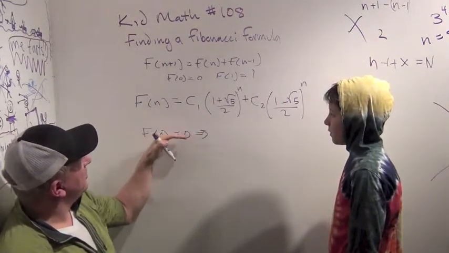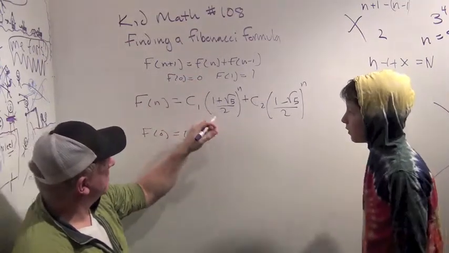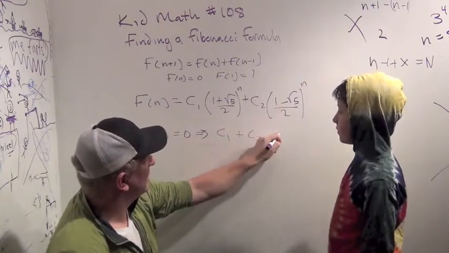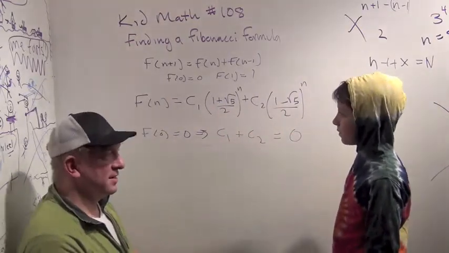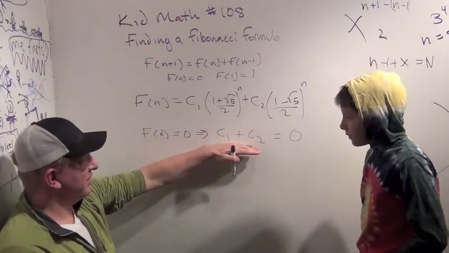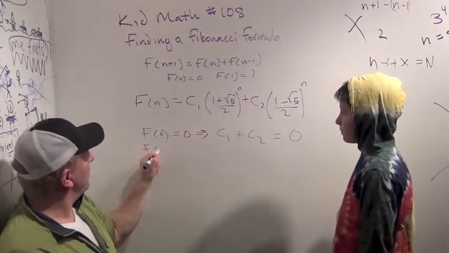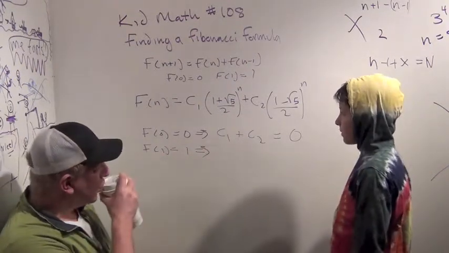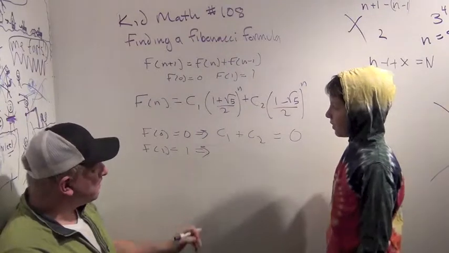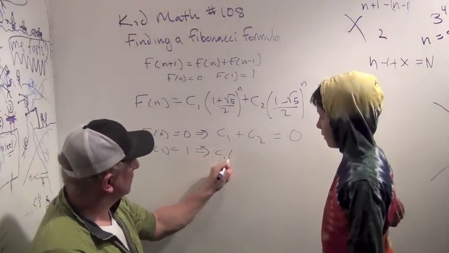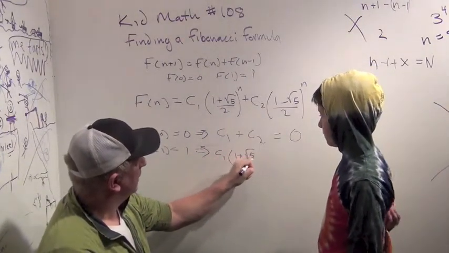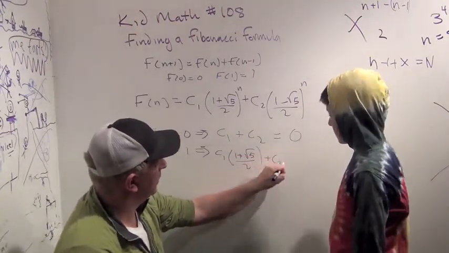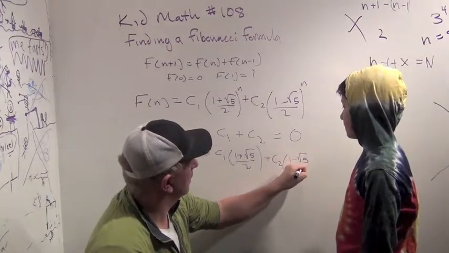So the Fibonacci 0 equaling 0 says this constant, C1 times 1, plus C2 times 1, is 0. Well, that's nice. So the two constants have to add up to 0. Fibonacci 1 equaling 1, what does that say? That says C1 times 1 plus the square root of 5 over 2, plus C2 times 1 minus the square root of 5 over 2.